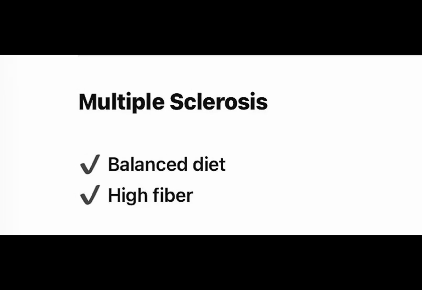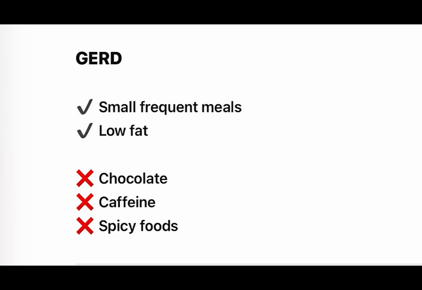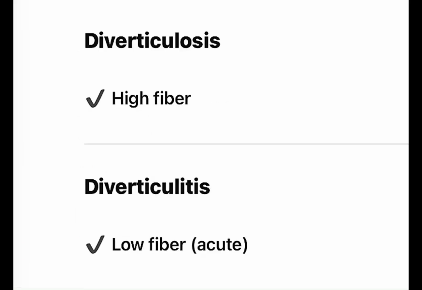In multiple sclerosis, give a balanced diet with high fiber. In gastroesophageal reflux disease, avoid chocolate, caffeine and spicy foods and give small frequent meals with low fat. In diverticulosis, give a high fiber diet and in diverticulitis, give a low fiber diet.